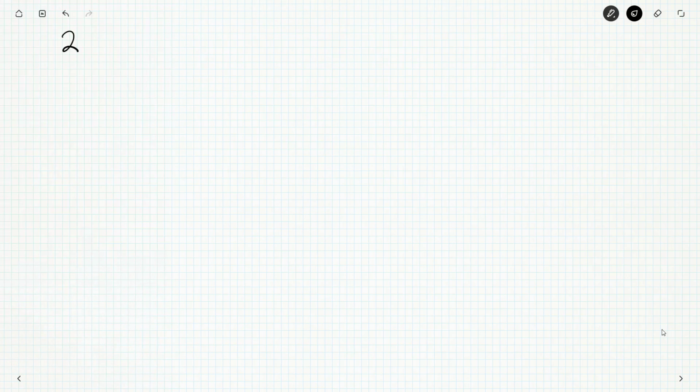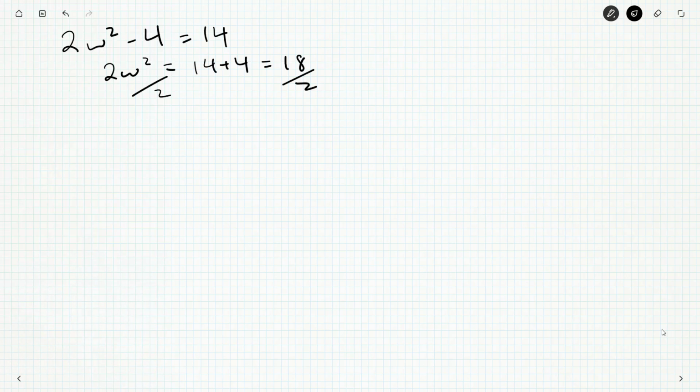So we've got 2W squared minus 4 is equal to 14. Well, we can bring the 4 over to the other side. That'll get me 2W squared is equal to 14 plus 4, which is 18. Divide by 2 on both sides. We'll get W squared is equal to 9. Okay? Now, do be aware, you can't just square root both sides and say, aha, W has got to be equal to square root 9, which is 3.